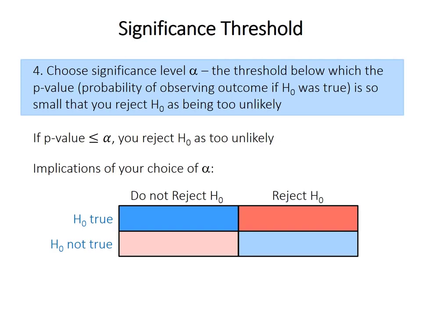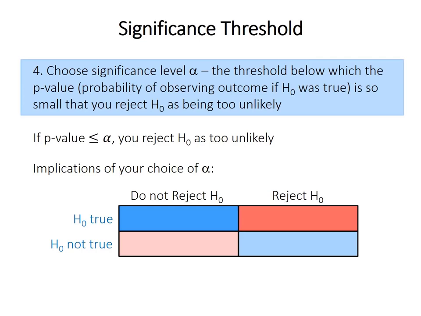It has two rows. The two rows labeled in blue on the left indicate the two possible states of reality. Although we don't know which is the case, and we can't know which is the case, the null hypothesis in reality is either true or it's not true. Again, we don't know which of those it is. The two columns labeled in black at the top are the two possible decisions that we can make given the p-value from our test.